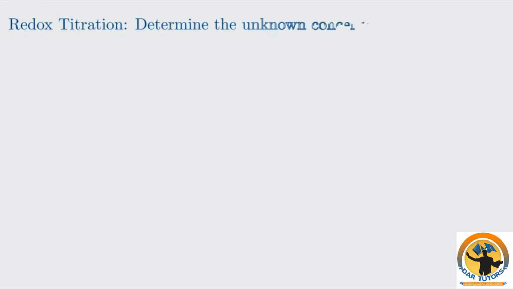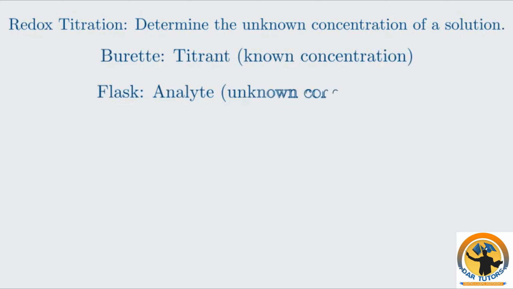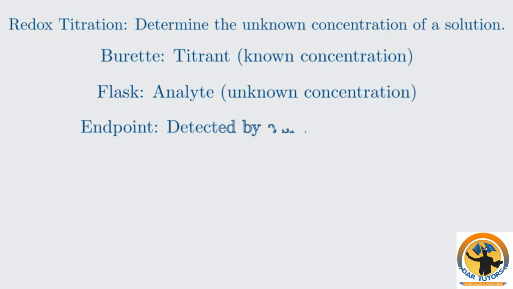A key application of these principles is in redox titrations, an important experimental technique. A redox titration is a quantitative method to determine the concentration of an unknown oxidizing or reducing agent. The process involves reacting a solution of known concentration, called the titrant, with a solution of unknown concentration, the analyte, until the reaction is complete. We use a burette to add the titrant to a flask containing the analyte.